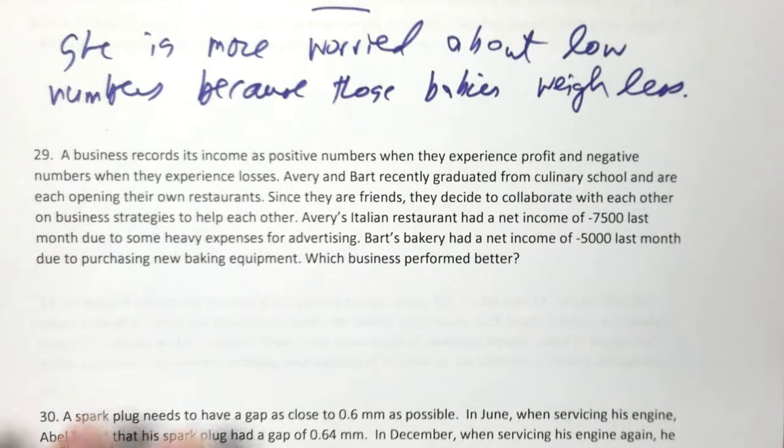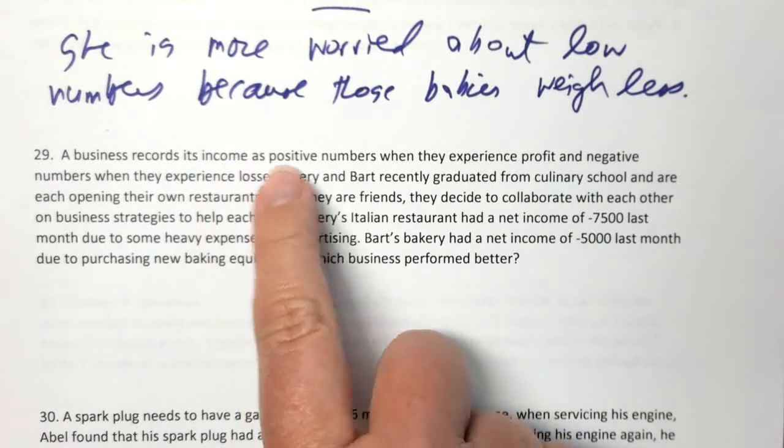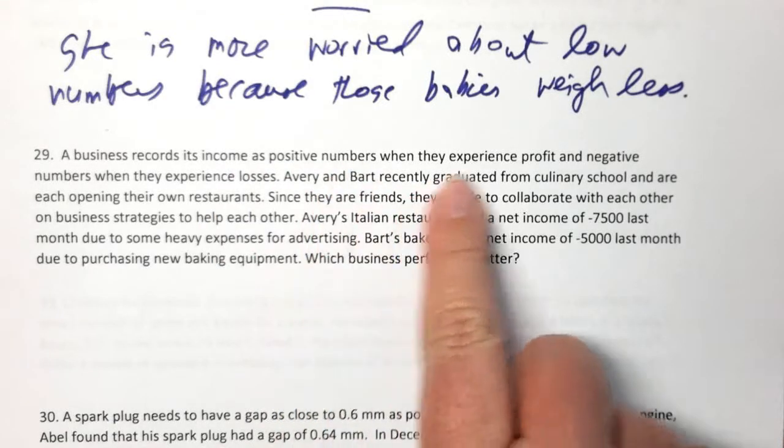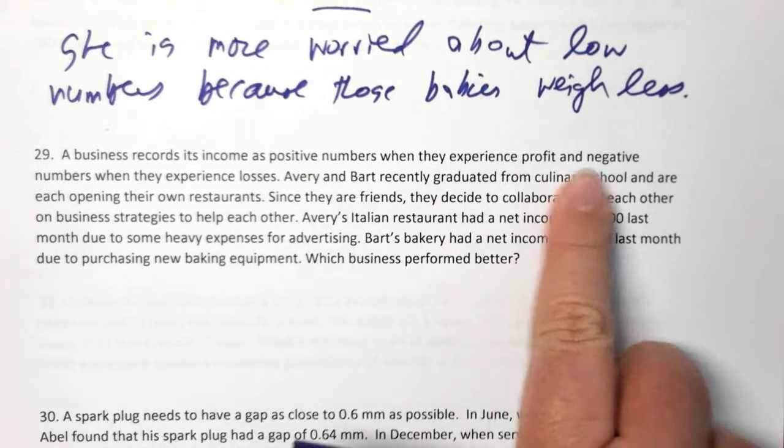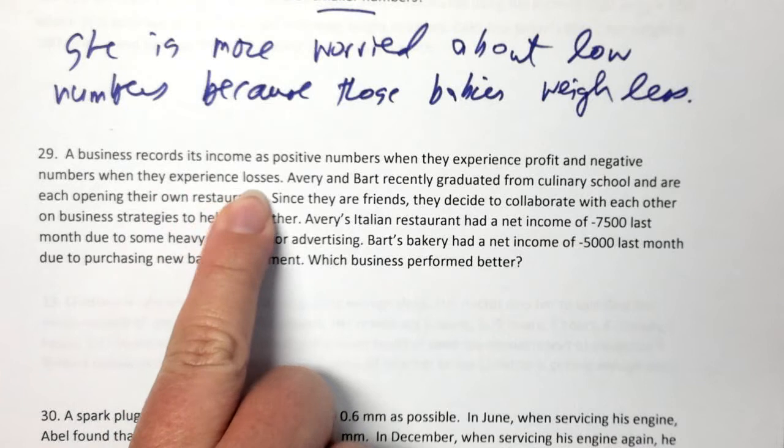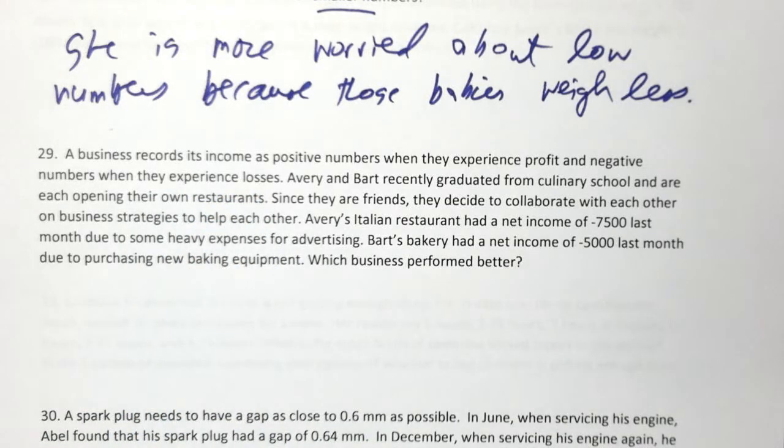All right, 29. A business records its income as positive numbers when they experience profit and negative numbers when they experience losses. So think about what that means. Profit is how much money the business makes. So if they make a lot of money, they have a profit. More specifically, if they make more money than what their expenses are, because they're going to have expenses.